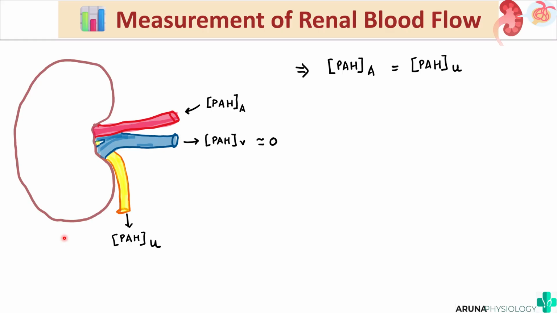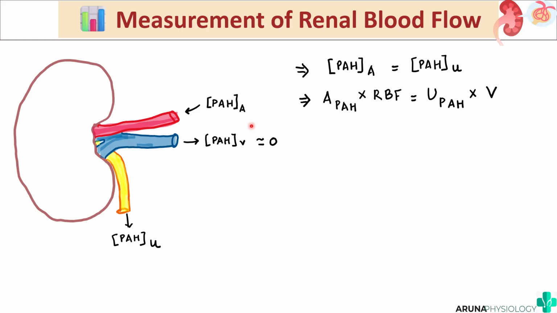When I say amount of PAH, what does it actually mean? It means the concentration of PAH in the arteries times the renal blood flow, that is the amount of PAH in the arteries, should be equal to the amount of PAH in the urine, or the concentration of PAH in the urine times the urine flow rate. So the concentration of PAH in the arteries, or in the plasma, whatever you say, times the renal blood flow is equal to the concentration of PAH in the urine times the urine flow rate, which is depicted by V.